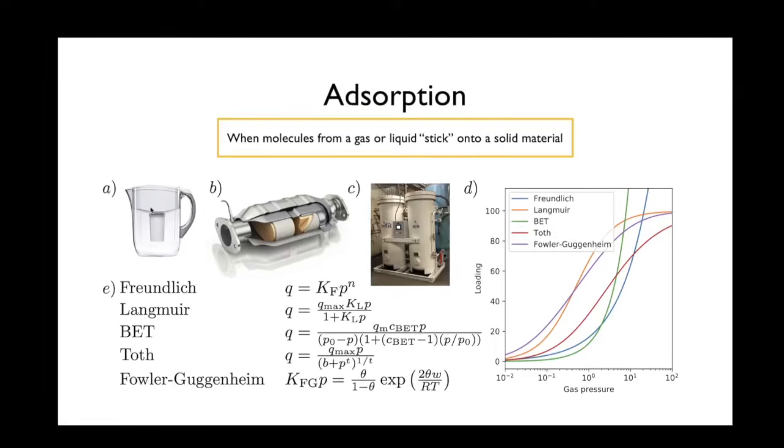And this is in your Brita water filter, catalytic converter. People use these in separating oxygen from nitrogen. So you start with air and you want to either make maybe medical grade oxygen, or you maybe want to make liquid nitrogen or something like that. So you need to do a purification. Adsorption is relevant in all of these cases.